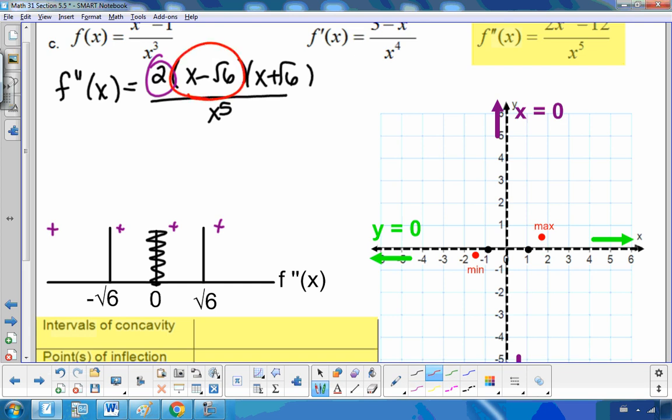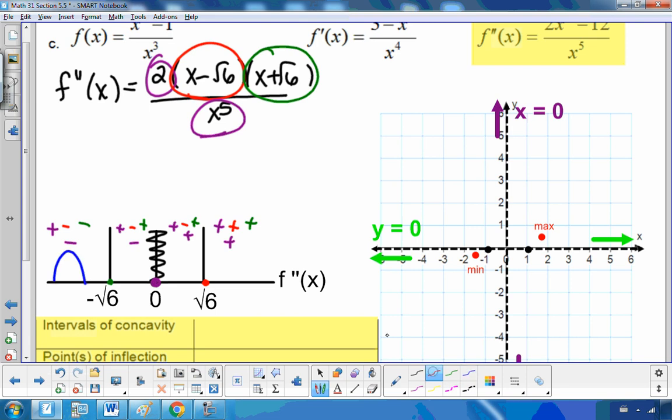X minus √6 is 0 here, so to the left it's negative, to the right it's positive. X plus √6 is 0 at negative √6, so to the left it's negative, to the right it is positive. And then x to the 5th is 0 here, so to the left it's negative, and to the right it is positive. So 3 negatives make a negative, which means that this is concave down.